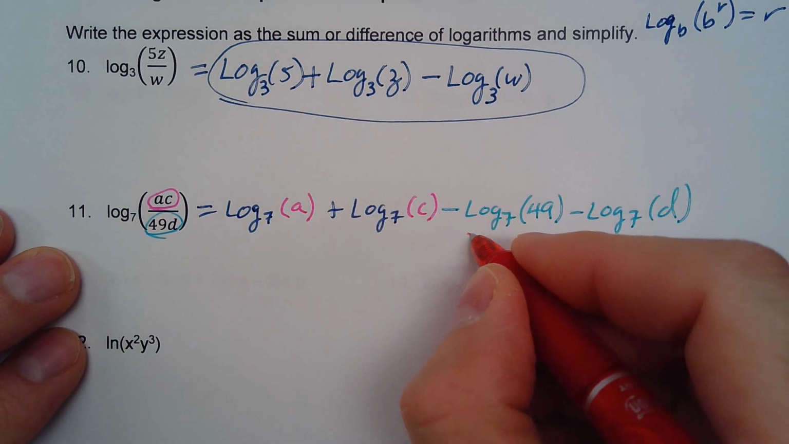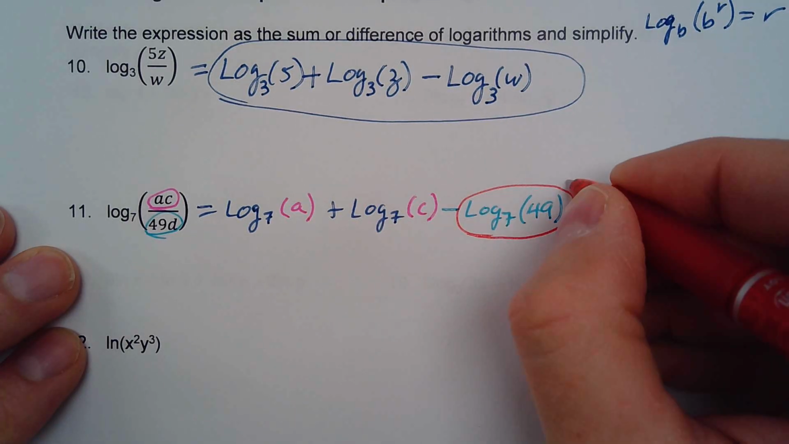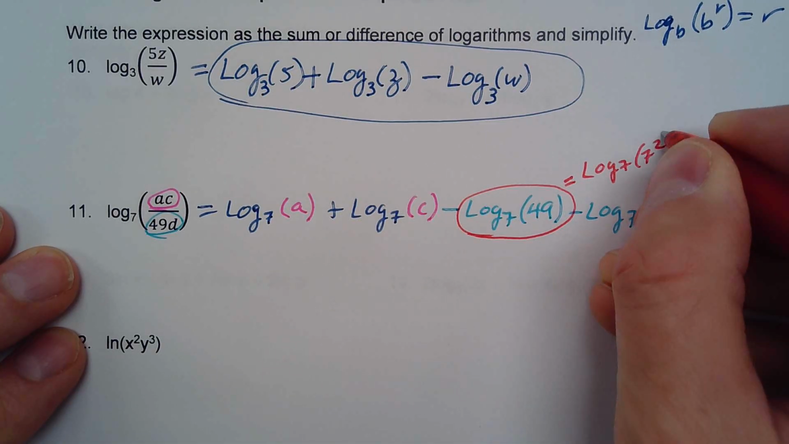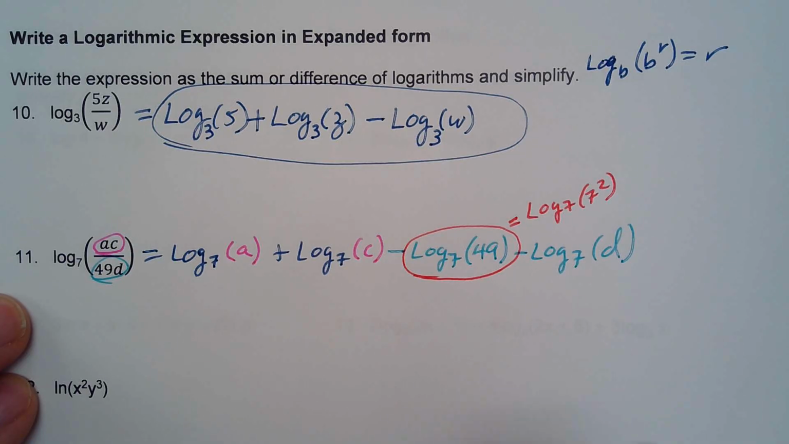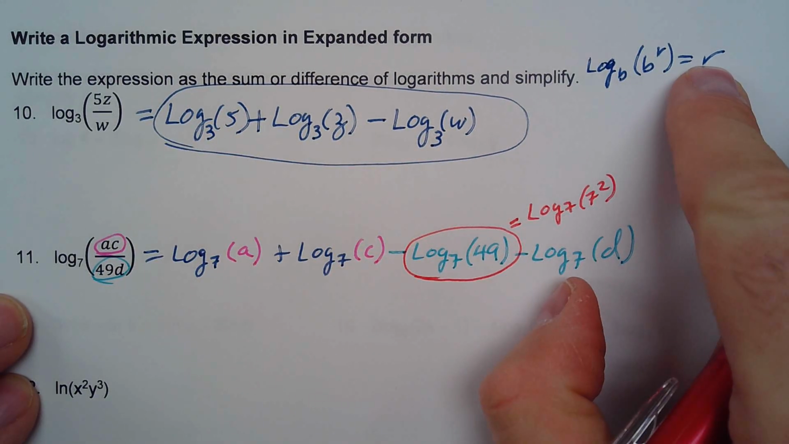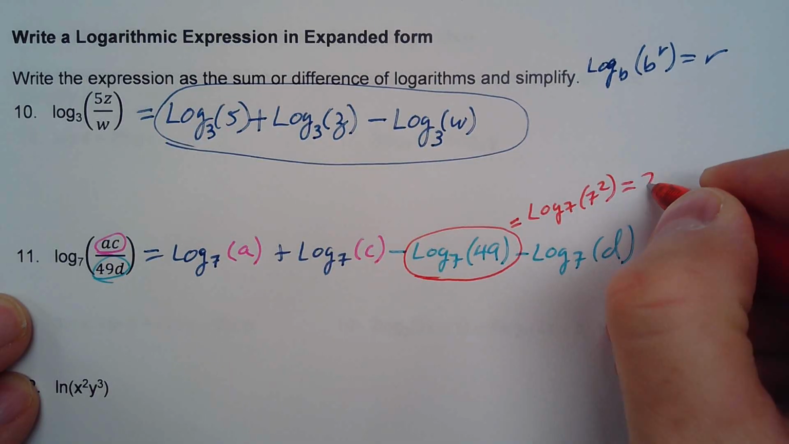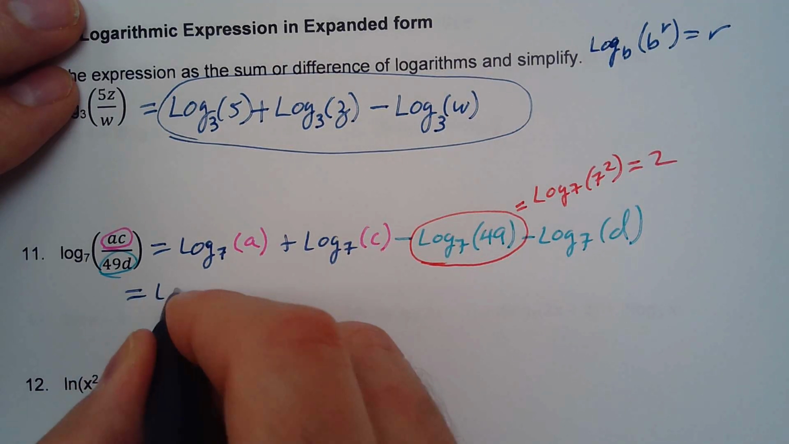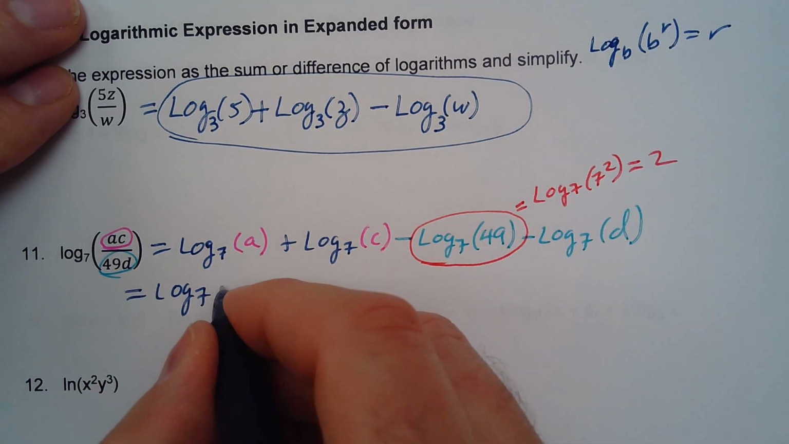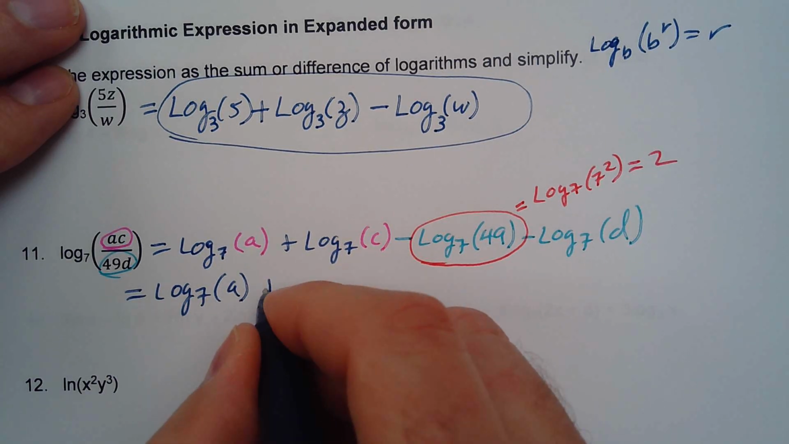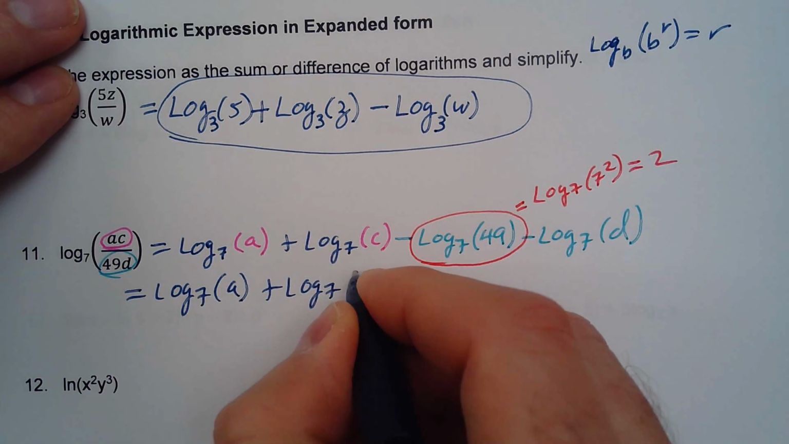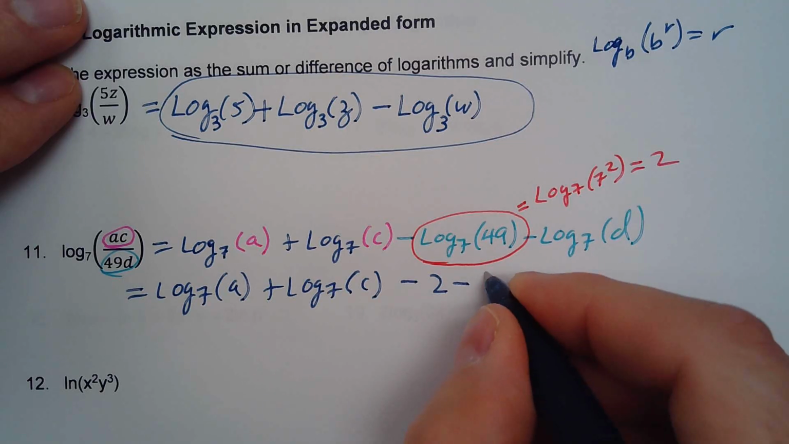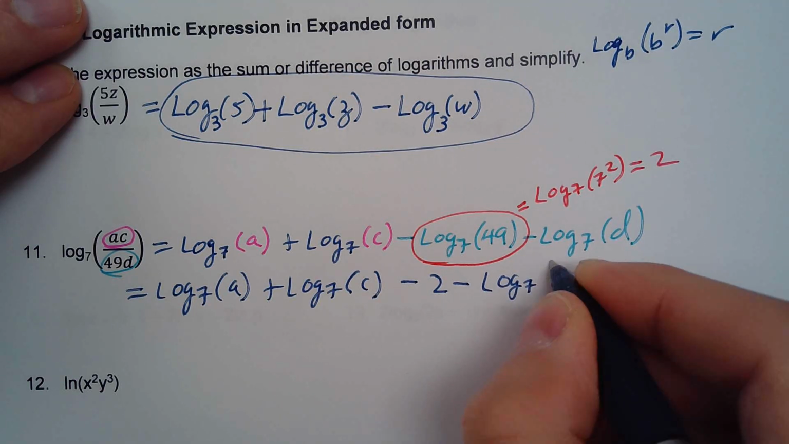Now this one I need to be careful of because this is the same thing as log base 7 of 7 squared. On composing a function with its inverse, that's going to simplify to 2. So I'm going to end up with log base 7 of a plus log base 7 of c minus 2 minus log base 7 of d.